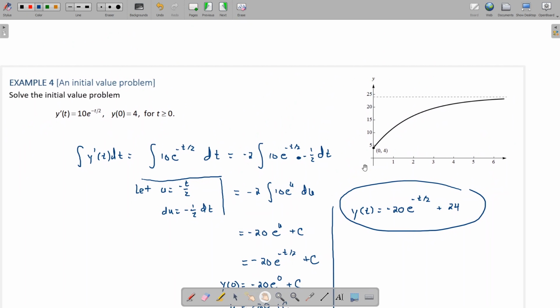So that is our particular solution, and it's graphed over here. You can see that the initial value, if you plug 0 into this, it starts at 4 and then goes on from there. Okay, let's look at an application problem.